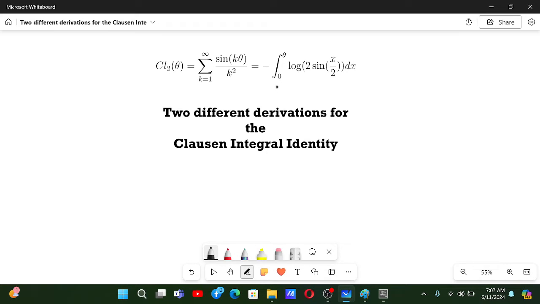Minus integral from 0 to theta of log(2 sin(x/2)) dx. And in this video, our sole aim is to prove these two identities. First of all, there are two ways. One of them will be to differentiate this sum, find the sum, and again integrate the sum. And the next one will be the use of the complex logarithm function.